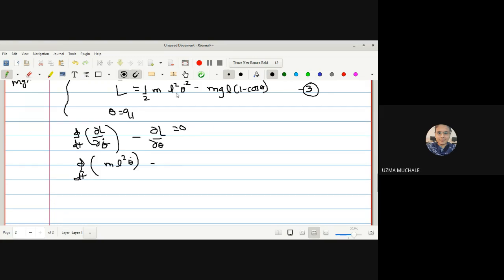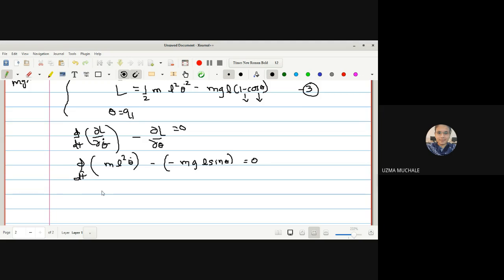Minus derivative of L with respect to theta. The first term does not involve theta, so its derivative is 0. So here we get minus mgL. Derivative of 1 is 0 again. Derivative of cos theta is minus sin theta. This minus sign and the minus sign from the derivative of cos theta both get cancelled, and simply I can write sin theta, which is equal to 0.